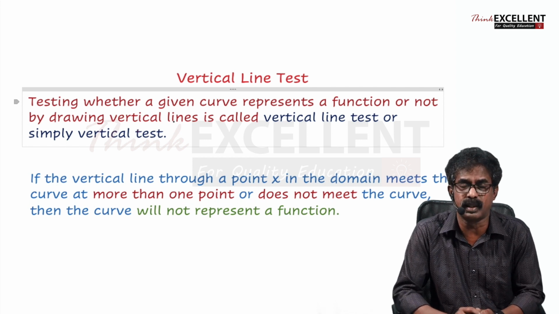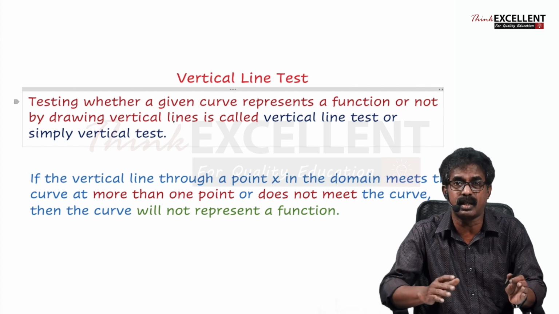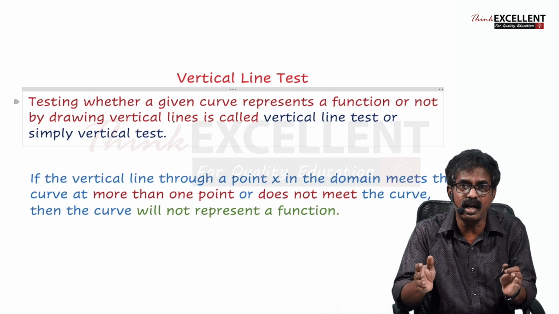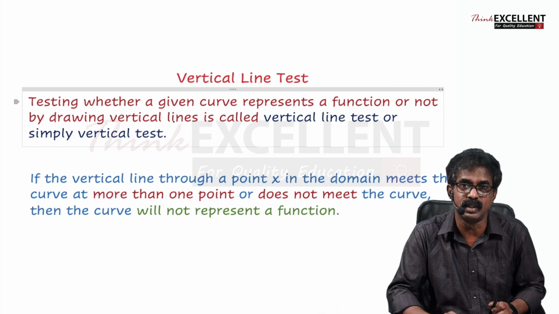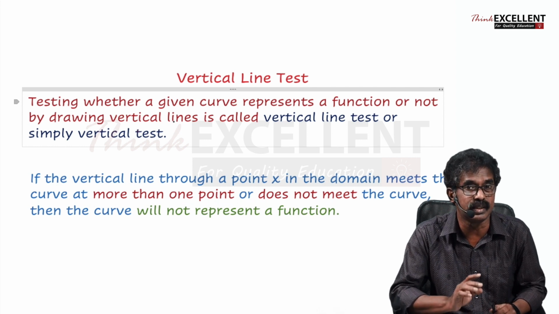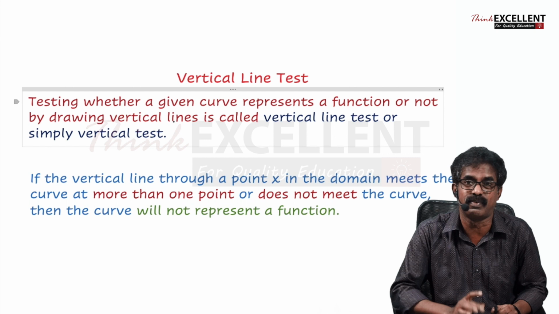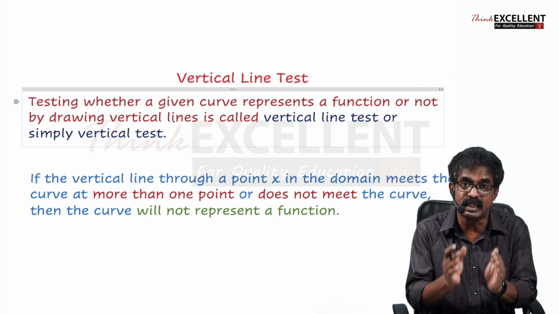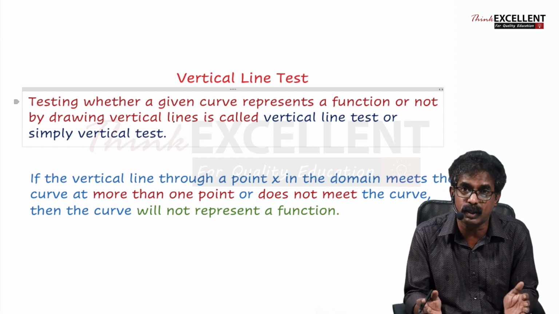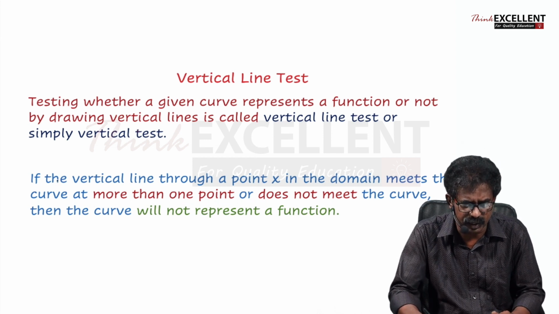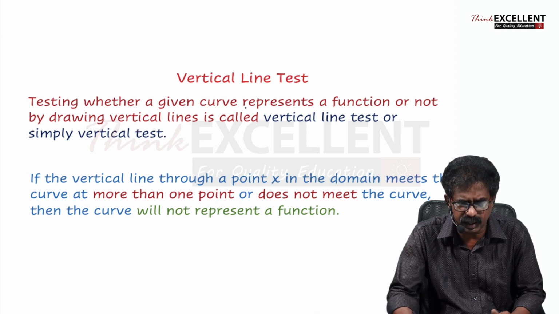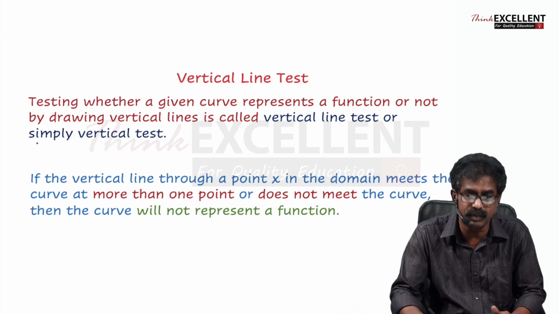And the second point you remember, how to check. You draw a vertical line in the domain. You cannot draw it somewhere as you like. When you draw a vertical line, if it cuts the curve at only one point, then you say it is a function. Suppose it cuts at more than one point, or it is not cutting at all, then you say it is not a function. Testing whether a given curve represents a function or not by drawing vertical lines is called the vertical line test, or simply the vertical test.